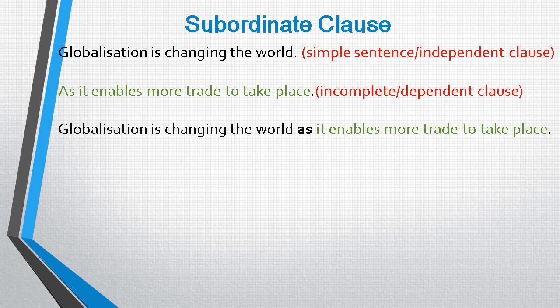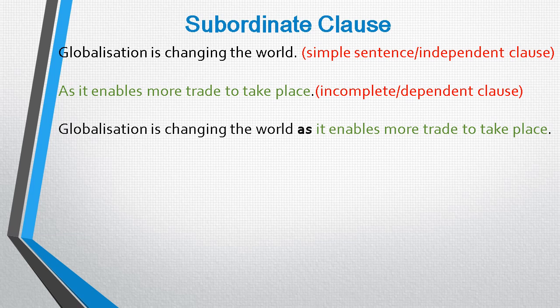So here we have the independent clause, which is one simple sentence at the beginning, and then we've added a dependent clause which provides us with more information after that. And we linked it with what we call a conjunction, as. So this is a complex sentence.